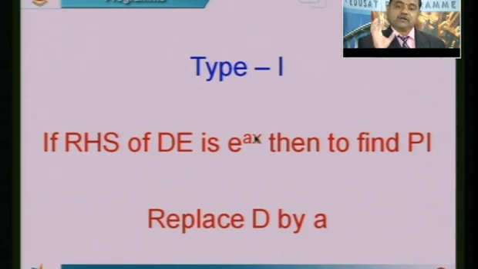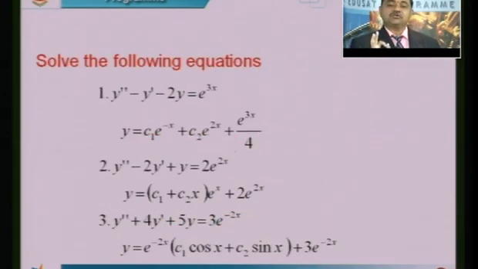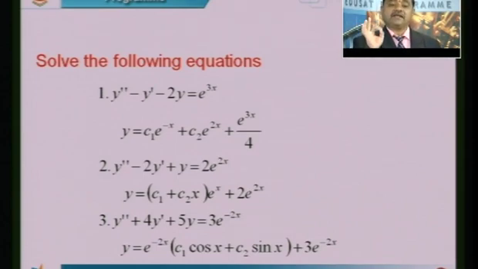I think you understood how to find particular integral. Now, the perfect task, finding the solution of complete equations.